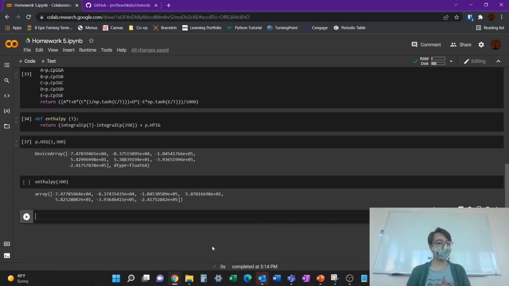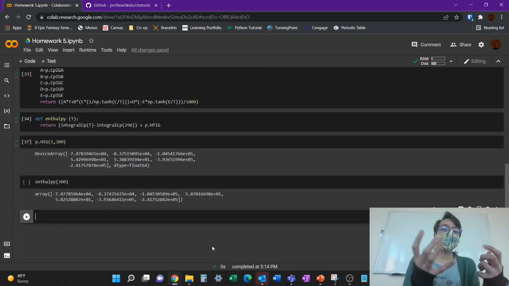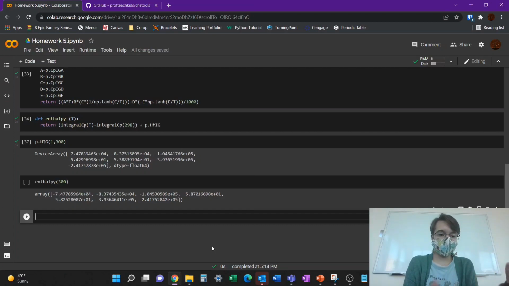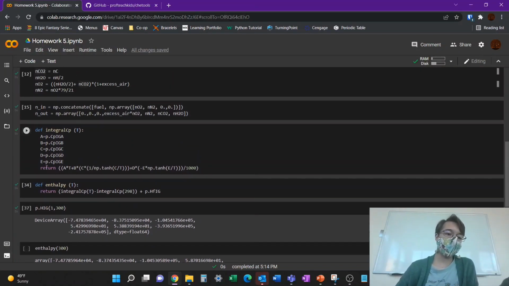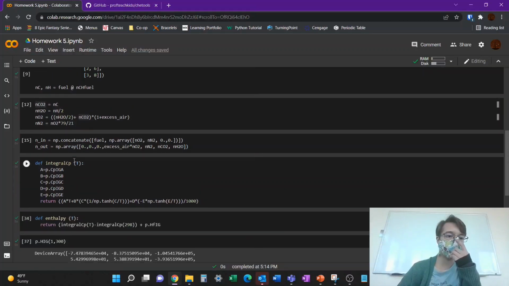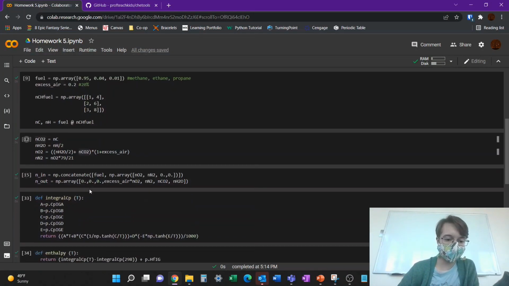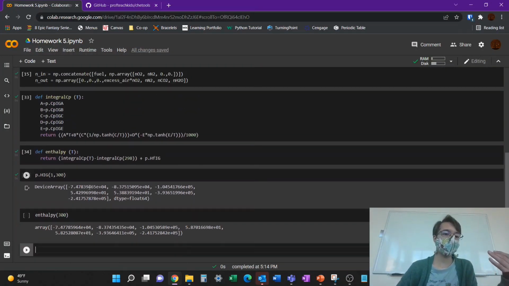Alright, so the final thing that we're going to want to do is create a function that we can use a root solver to minimize. This is that delta H is enthalpy in minus enthalpy out. So we have our function for enthalpy. We have the amount of moles that we have of each of the components. So we kind of need to combine these so we know exactly how much is going in versus going out.